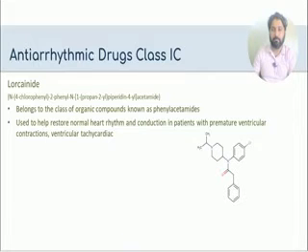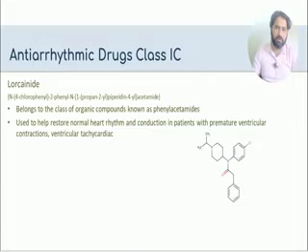So now Lorcainide, which is one of the most potent sodium channel blocking agents. Basically this compound belongs to a class of organic compounds known as phenylacetamides, and these are amide derivatives of phenylacetic acid. We can say that the superclass is benzenoids and the subclass is phenylacetamide.